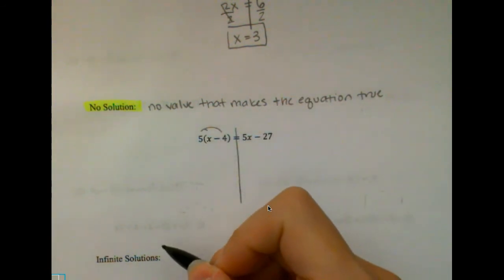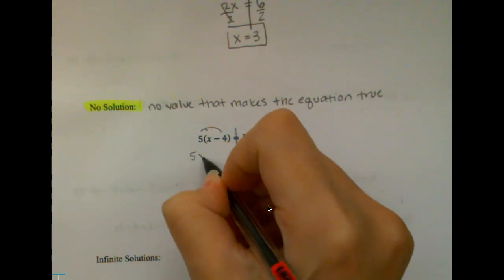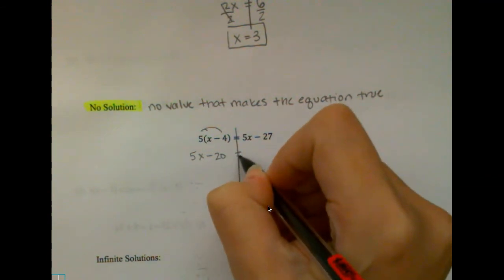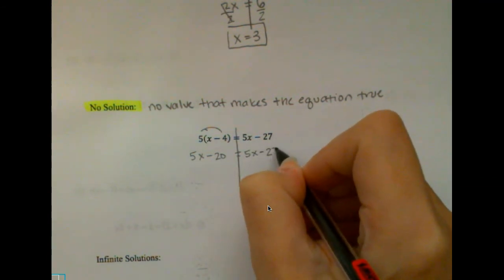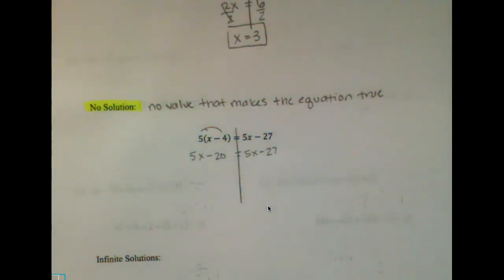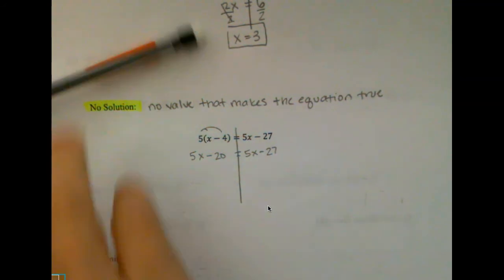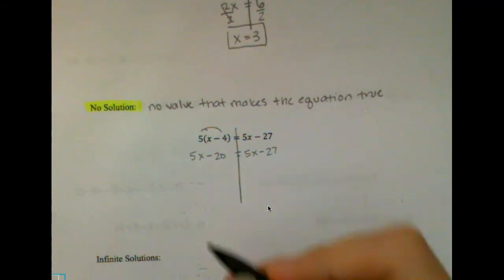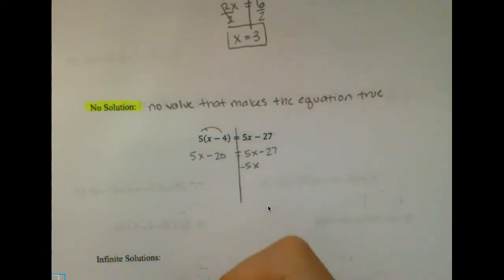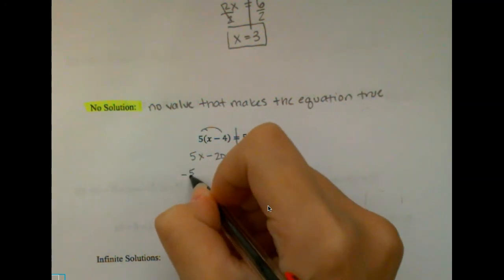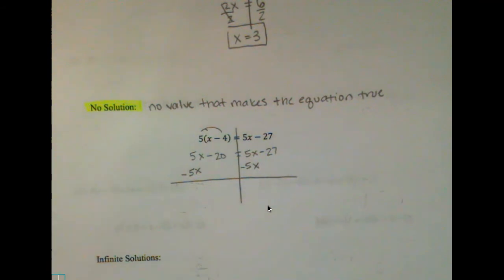Distribute the 5 to the inside. So 5x minus 20 equals 5x minus 27. And then you're going to do what you normally do. You're going to try and get those variables on the left side. So we're going to subtract the 5x over. And when you do this, something really interesting happens. You have to be really careful here.